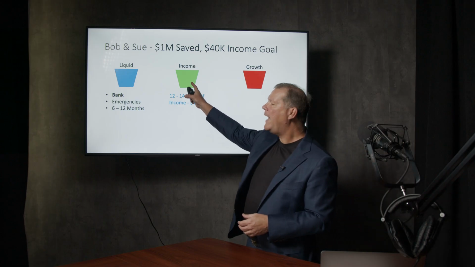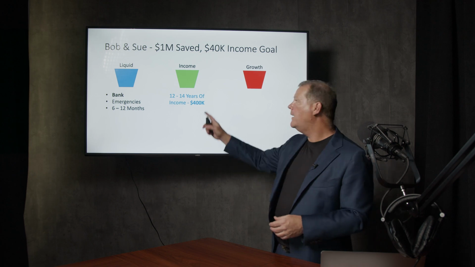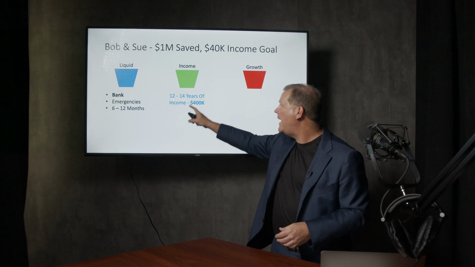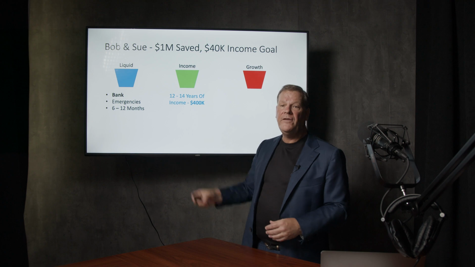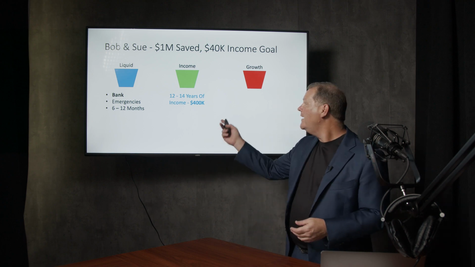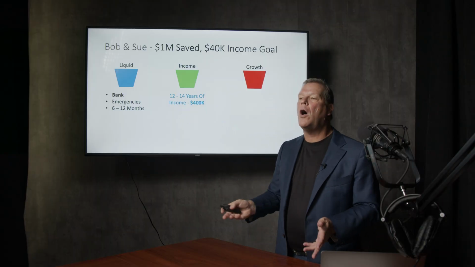They might deposit $400,000 in that income bucket. They want 40 grand a year. So what are they going to do? They're going to take that $40,000 every year out of that income bucket until it's gone. And typically, if you set this up properly, it should take about 12 to 14 years. Somewhere in that range, that bucket's empty and it's gone.